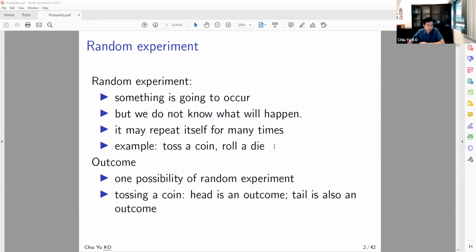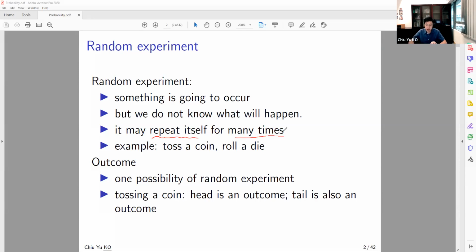So random experiment, as we said, is more like a gamble. It is something going to occur, but we don't know what will happen. We know what might happen, but we don't know which one will come, okay? And potentially it can repeat many times. That is the main idea, it can repeat many times. That is a very important concept. If something can't repeat, then it's difficult to define in the classical probability sense, okay?